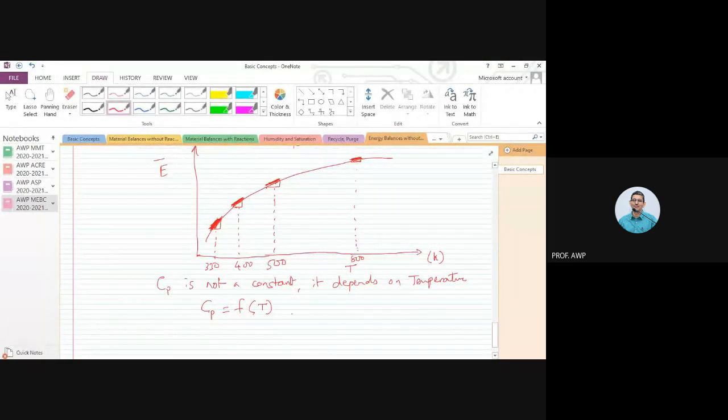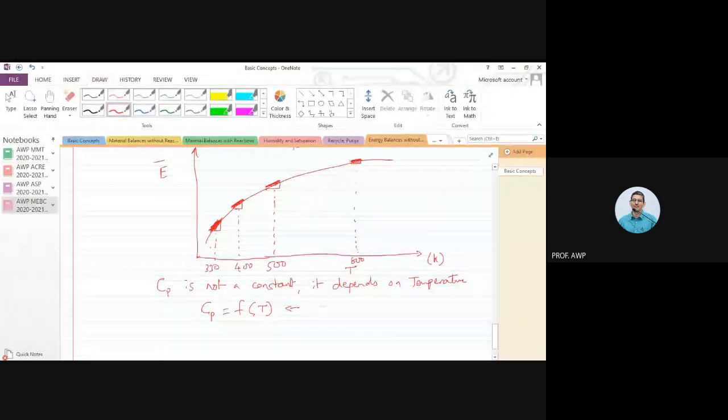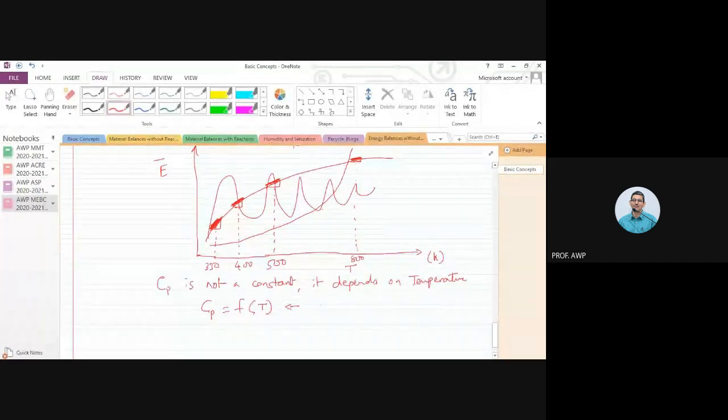Do you agree with that? Don't worry about whether the temperature relationship is like this, or like this, or like this. Some kind of temperature relationship I have. Yes, Praveen. Sir, the phase didn't change, right? Yeah, assuming that there is no change of phase. Okay. Yes, sir.